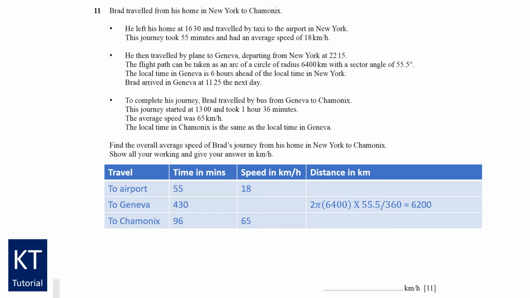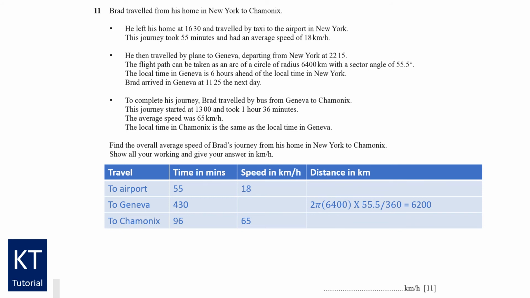To Geneva, we could tell the time taken based on the difference in the two clocks as well as the difference in the timings of the two local times, and its distance from the flight path that is taken as an arc of the circle of radius 6,400 kilometers with a sector angle of 55.5 degrees. And to Chamonix, the journey is said to take 1 hour 36 minutes and is at an average speed of 65 kilometers per hour.